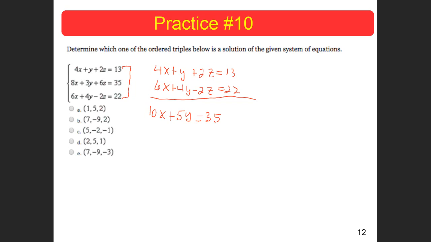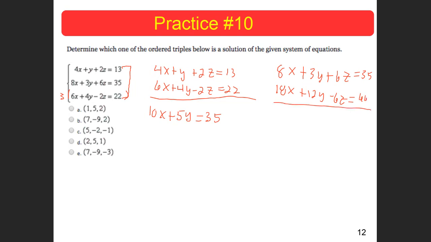Okay. Now, I did not use the middle equation, so I have to use that now. And I have to get rid of z again. So I'm just going to write that down. Okay, so which one of these do I want to use, the top one or the bottom one, to get rid of the z? I'm going to use the bottom one. I'm going to multiply through by 3. Why am I multiplying by 3? Because that'll give me a negative 6z, which will cross this out. So 3 times 6x, that gives me 18x plus 12y minus 6z is equal to 66.